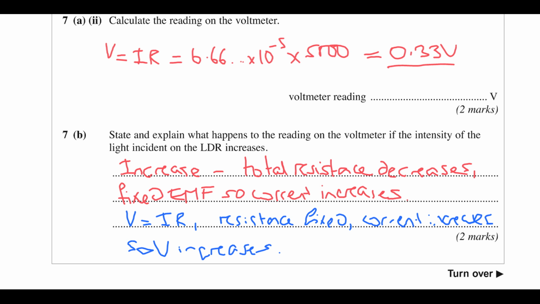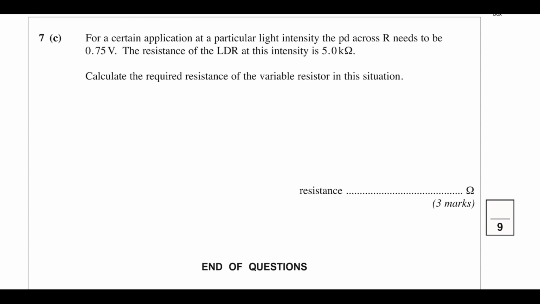Let's flip to the final part. Okay, so for a certain application, at a particular light intensity, the potential difference across R needs to be 0.75 volts, presumably to turn on some kind of light or something in response to the change. Resistance of the LDR at this intensity is 5 kiloohms. Calculate the required resistance of the variable resistor in this situation.